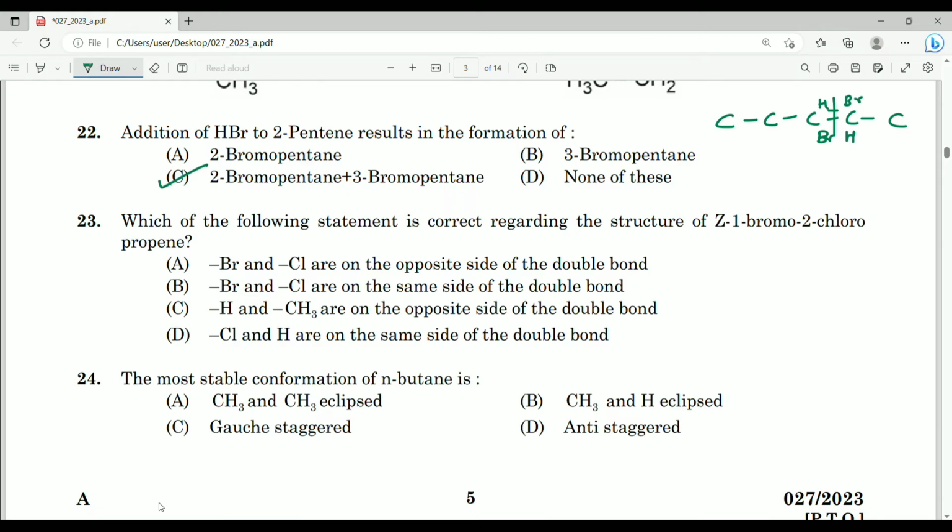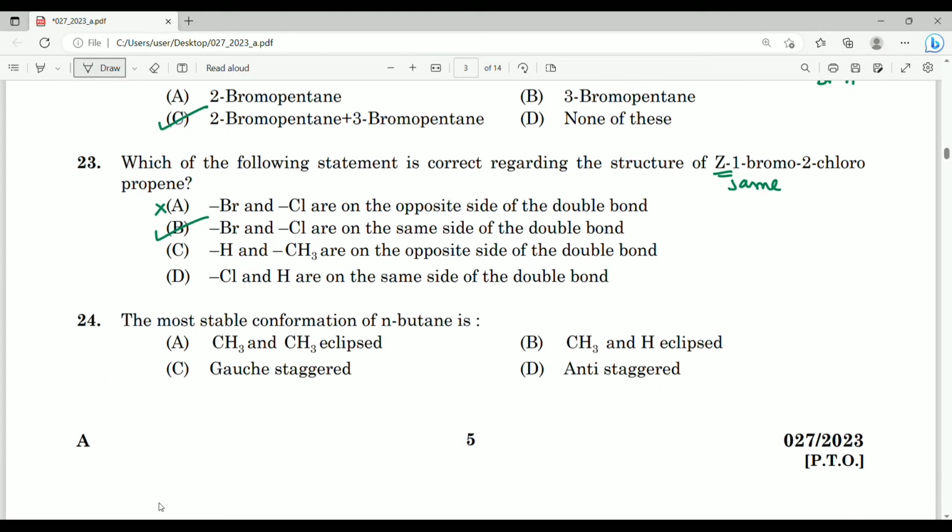Which of the following statements is correct regarding the structure of Z-1-bromo-2-chloropropene? So Z means on the same side. Higher priority groups should be on the same side. So bromine and chlorine should be on the same side. First option, Br and Cl on opposite sides. So wrong. Br and Cl on the same side of the double bond. So that will be the correct answer.